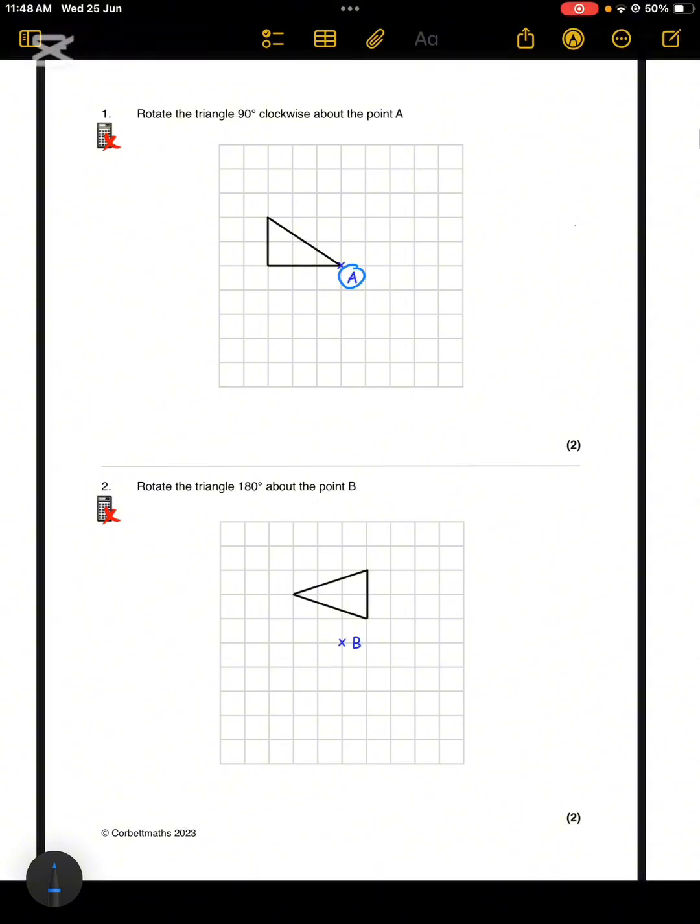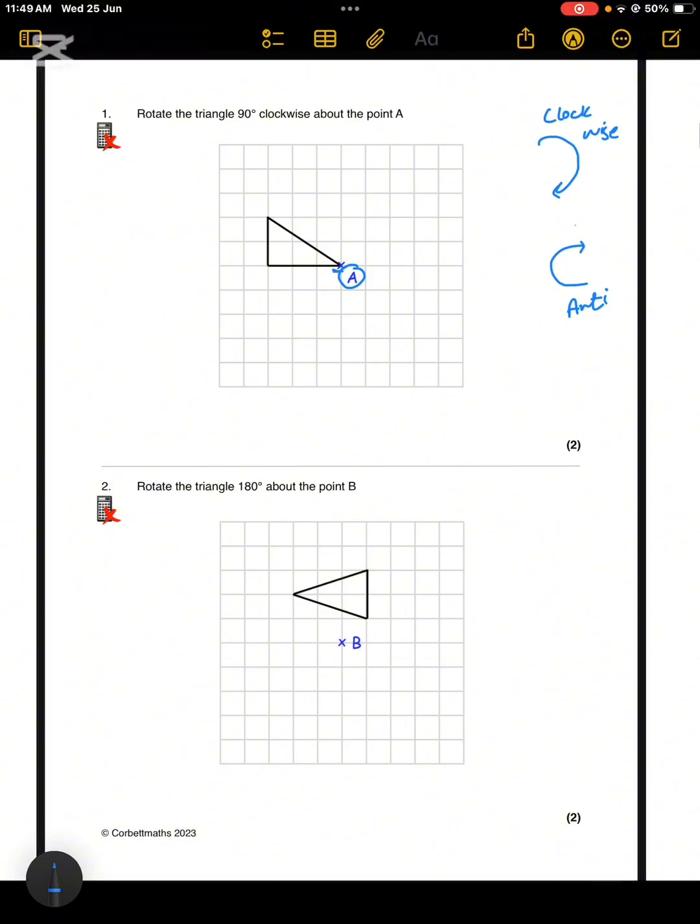What is clockwise direction? Clockwise is the direction in which the needle of the clock rotates, and anti-clockwise is the direction in which the needle of the clock never rotates. Understood? So this is the clockwise, and this is anti-clockwise. So we have to rotate this object, this triangle, about the point A. This is point A.